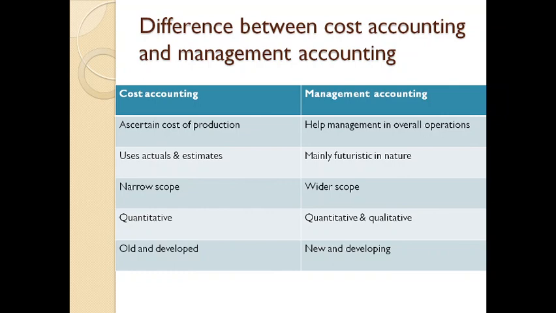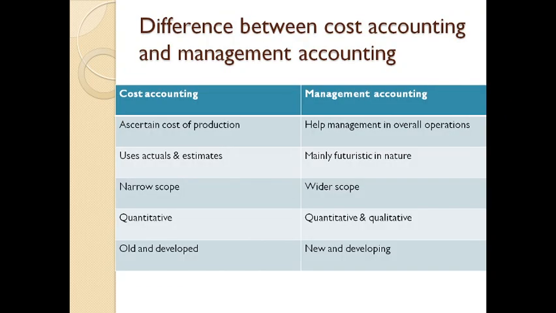On the basis of nature, cost accounting uses both actual and estimates for ascertainment of cost, as well as fixation of selling price. But management accounting is more concerned with estimates and projections. It is mainly futuristic in nature, because one of the functions of management accounting is forecasting and planning. In the third point, we deal with scope.